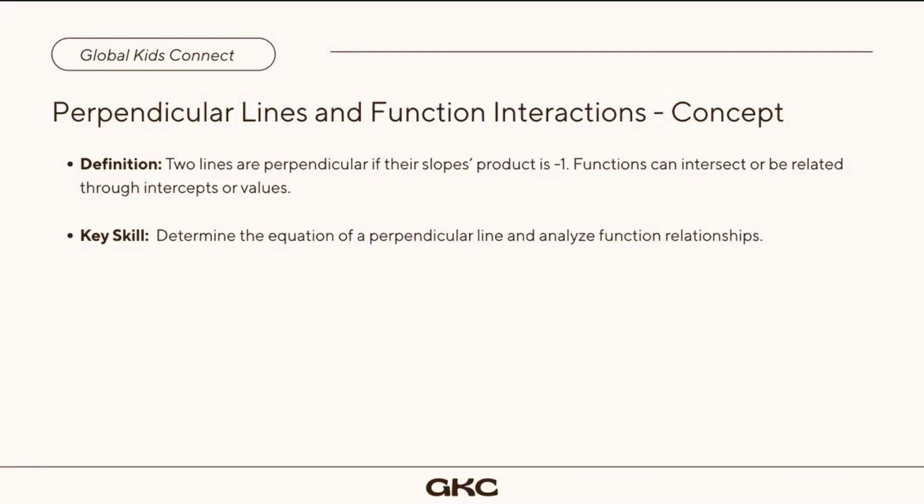We are learning about perpendicular lines and function interactions. Two lines are perpendicular if the product of their slopes is -1. We did cover this, I believe, in our linear equations class last week, but it's good to always go through it again to refresh our memory. Functions can also intersect or be related through intercepts or values. We'll take a more detailed look when we analyze the example problem.